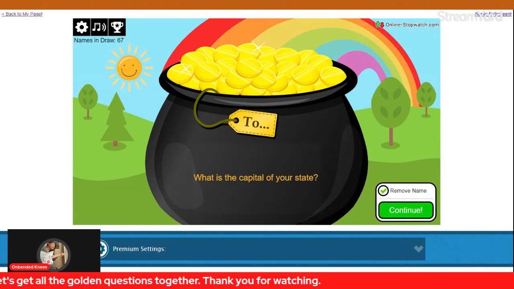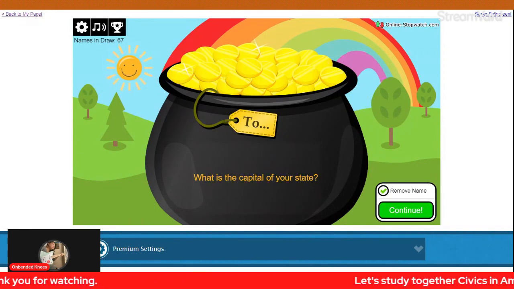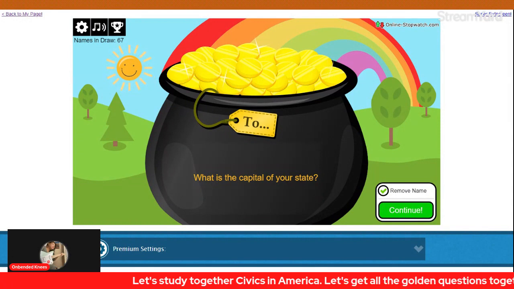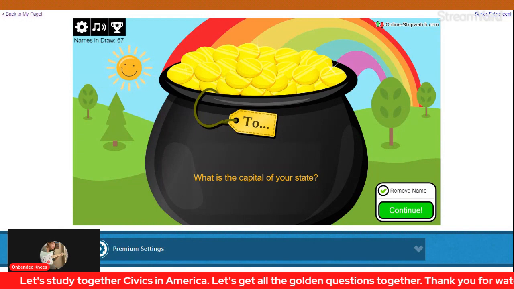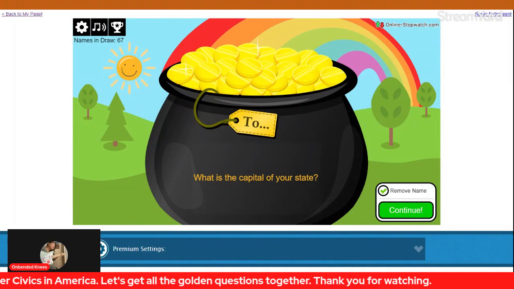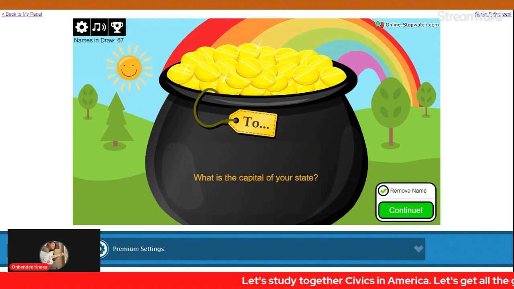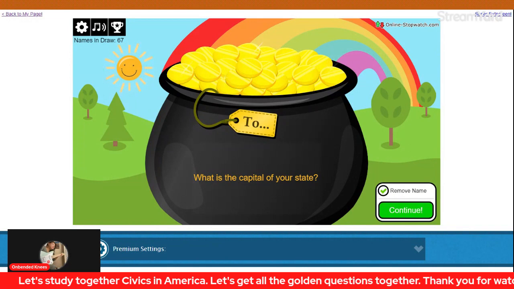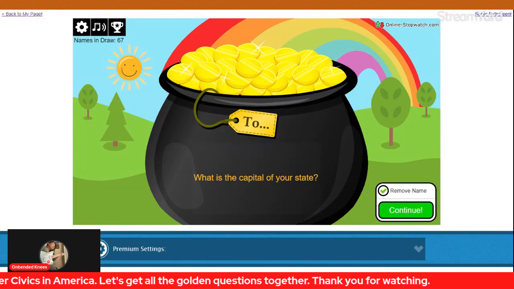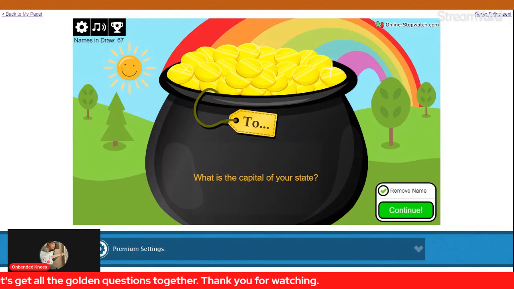I don't know, maybe because this is grade one or elementary. Texas is Austin. Oklahoma is Oklahoma City. Louisiana, I know, is Baton Rouge. Mississippi, Jackson. Arkansas, Little Rock. Tennessee is Nashville. Georgia is Atlanta. I forgot, Alabama is Montgomery.